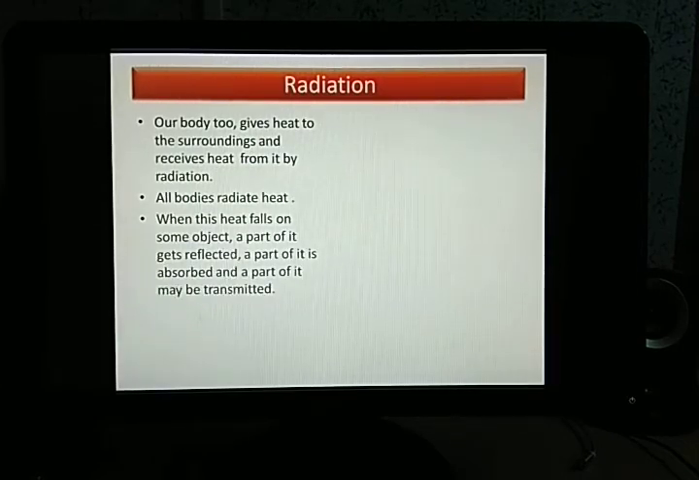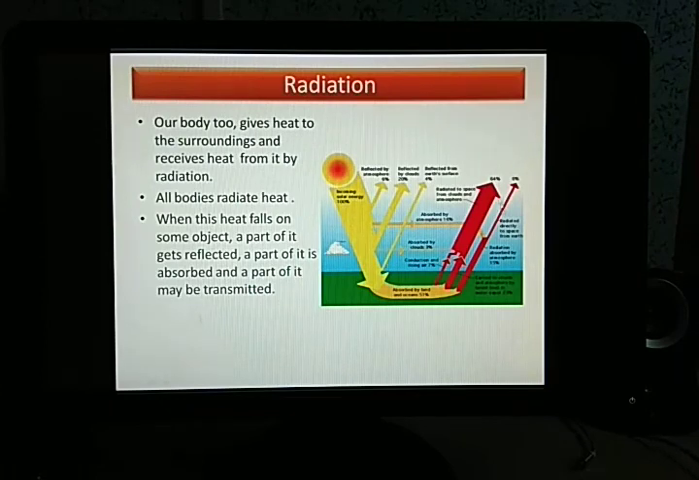Now when the heat falls on some object, a part of it gets reflected, a part of it gets absorbed, and a part of it may get transmitted. Now say for example, this example I've taken, although it's not in your textbook, the sun rays that is falling on the earth. Do you think all of this comes to us? No. Some of them gets directly reflected from the upper layer of the atmosphere, that is the ozone layer. It gets totally reflected. It doesn't even enter the Earth's atmosphere.